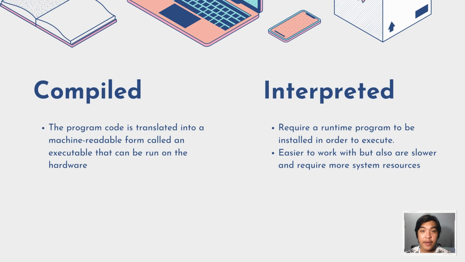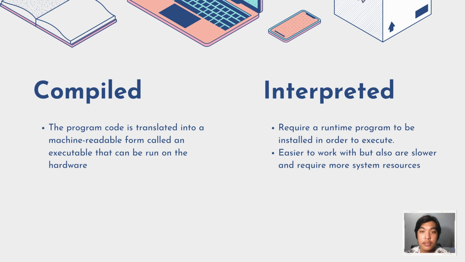Aside from identifying a programming language based on its generation, we can also classify it through the distinction of whether it is compiled or interpreted. A computer language is written in a human-readable form. In a compiled language, the program code is translated into a machine-readable form called an executable that can be run on the hardware.